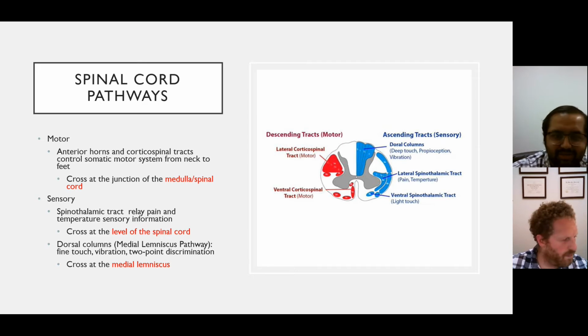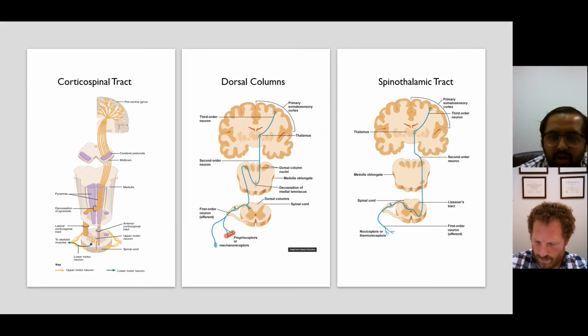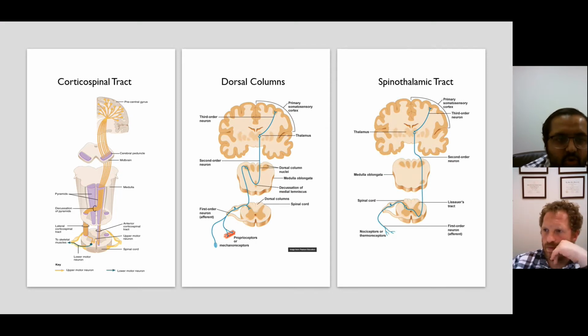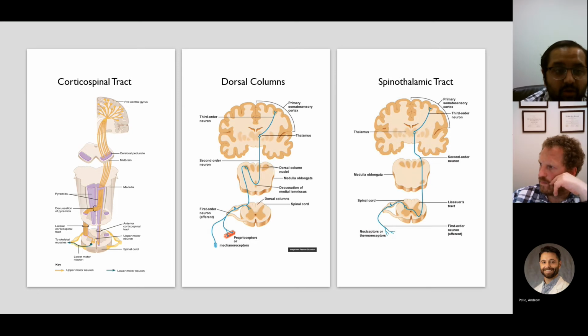Why don't we take a more visual approach to this and get a better idea of what's going on here. Right here, I just have 3 of the major pathways. Let's first start on the left. As you can see here, we see these first order neurons, and they cross over in the medulla, which is part of the lower brain, and then they go down the corticospinal tract right here. Notice how they cross over at this section right here.